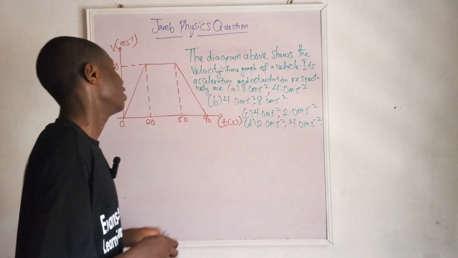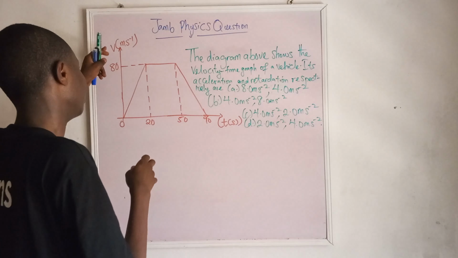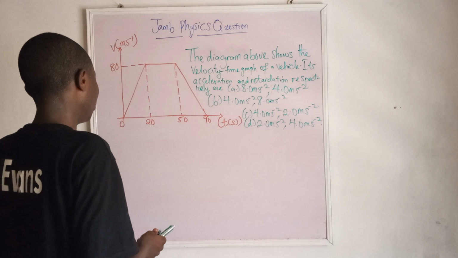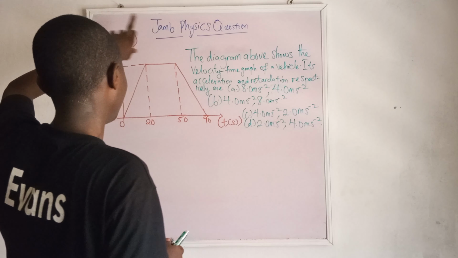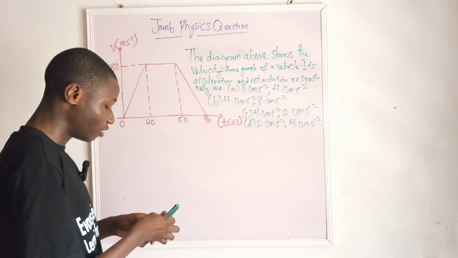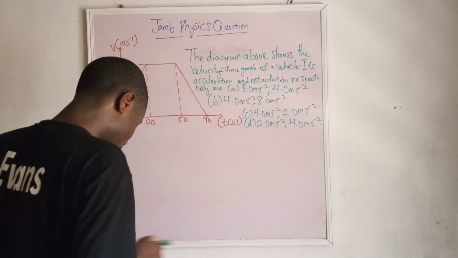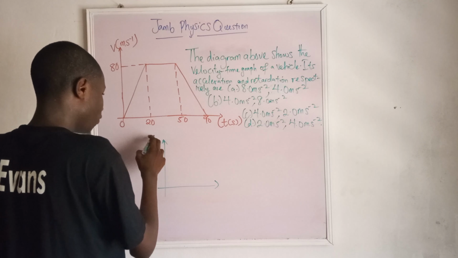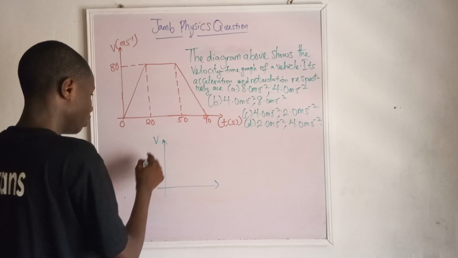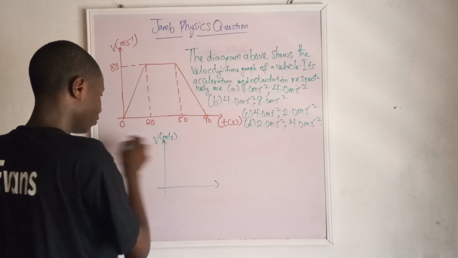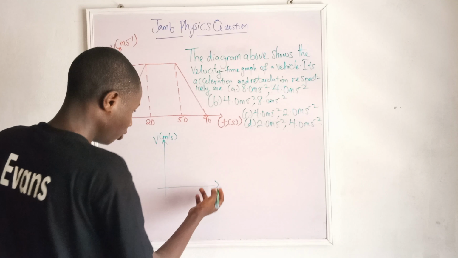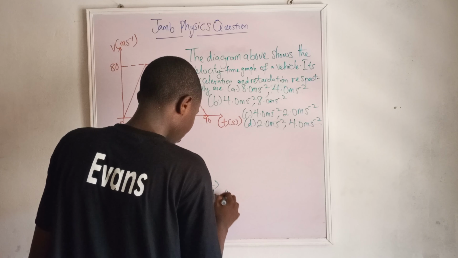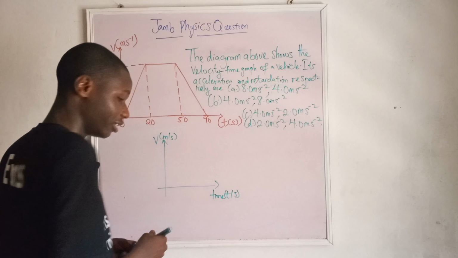Now let's look at it. Whenever you see a question like this, look at it. This is called a velocity time graph. Do you understand? In a velocity time graph, on your vertical axis you are going to have your velocity, which is measured in meters per second. While on your horizontal axis, you will see your time t, which is measured in seconds. Do you understand?